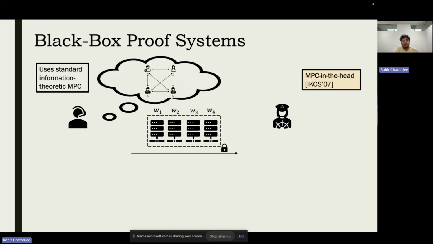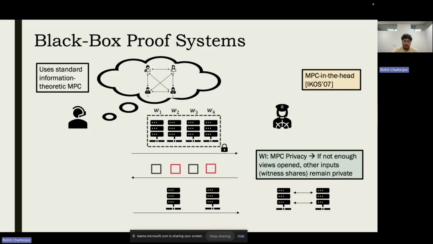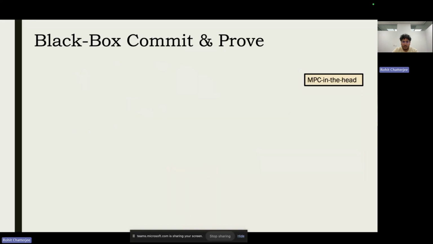And it's this very cute idea where you take an MPC protocol and you take the views and sort of commit to them, and then the verifier can check some of these views corresponding to virtual parties that are in your head, and you reveal them, and this sort of gives you both zero knowledge and soundness. Well, we are going to rely on WI here, but both things work. Let's not dwell too much on this at the moment. This is a standard tool.